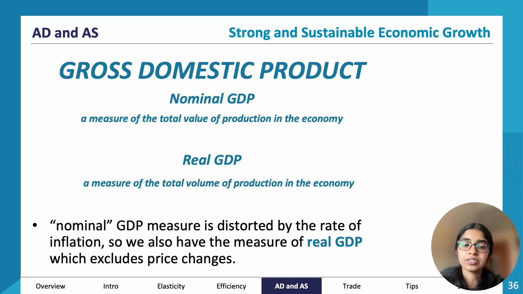So the difference between the two is nominal GDP is influenced by inflation. So when you calculate the value, that's pretty much price times the number of things you produce. If the price is increasing because of inflation, then we've got an increase of nominal GDP. Whereas real GDP looks at the measure in the total volume of production, but you remove the effects of inflation. So you sort of look at last year's prices, but this year's production.